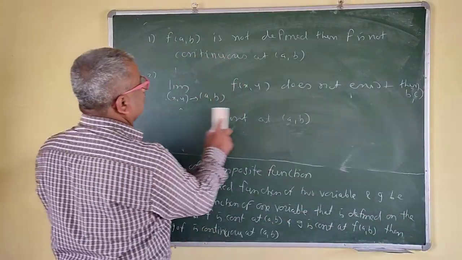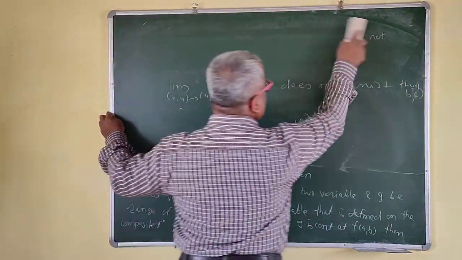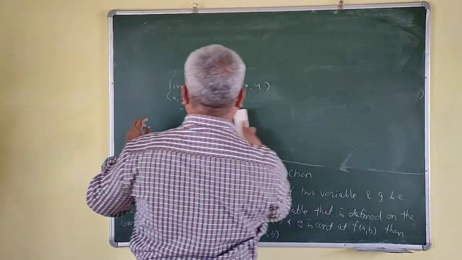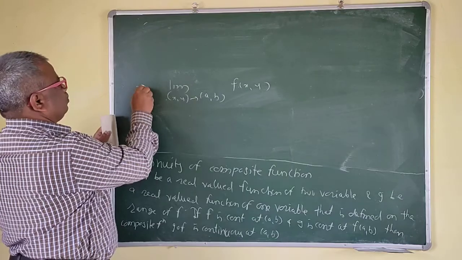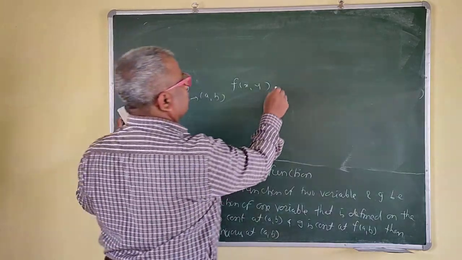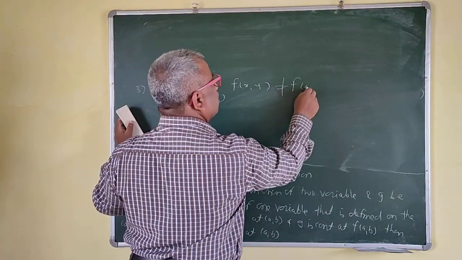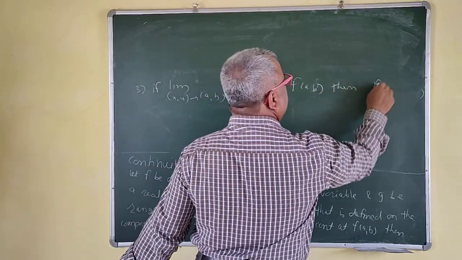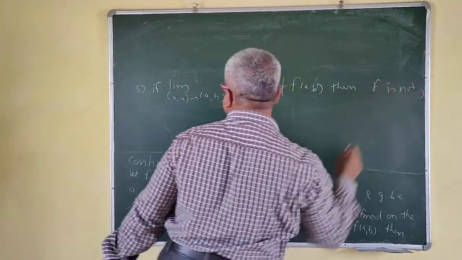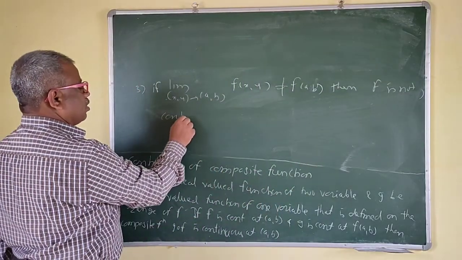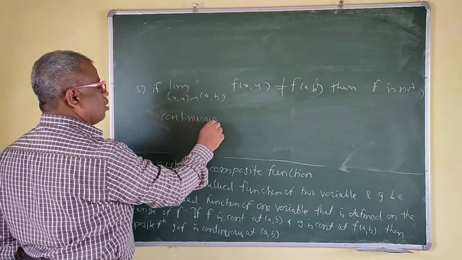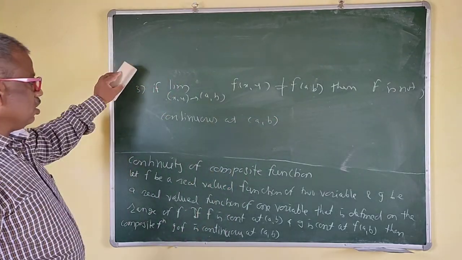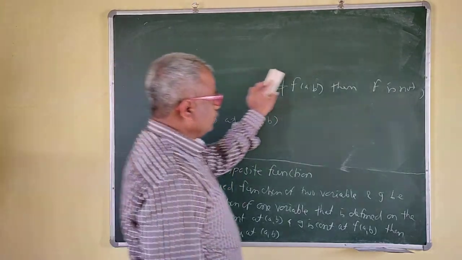And third one, if the limit as (x, y) tends to (a, b) of f(x, y) is not equal to f(a, b), then f is not continuous at (a, b). So remember this.